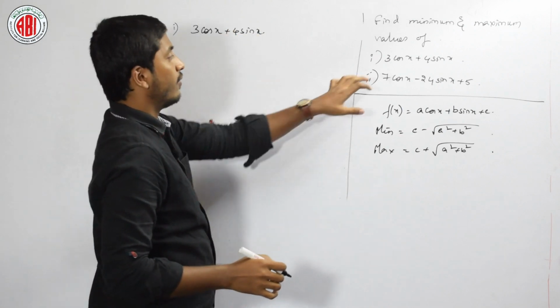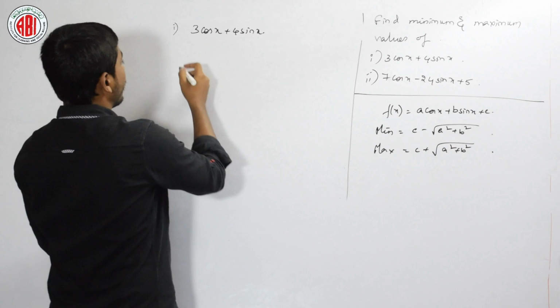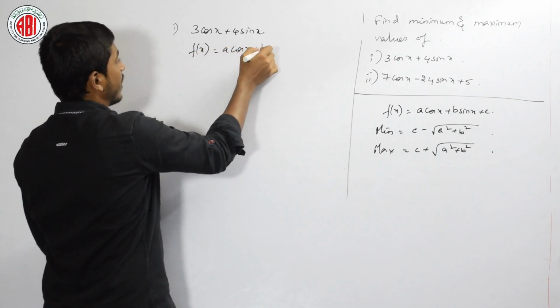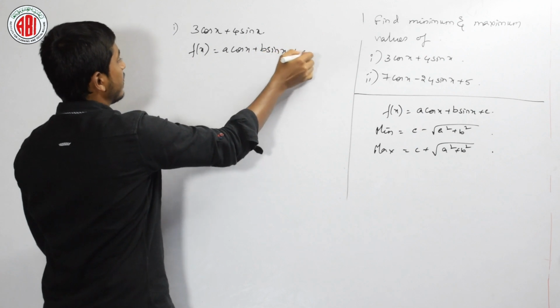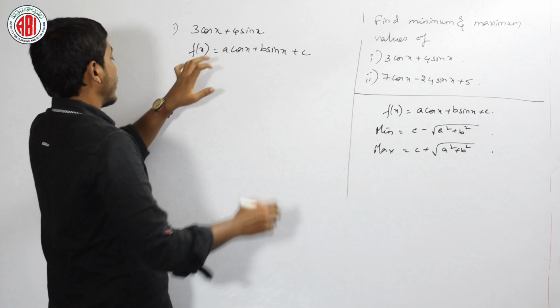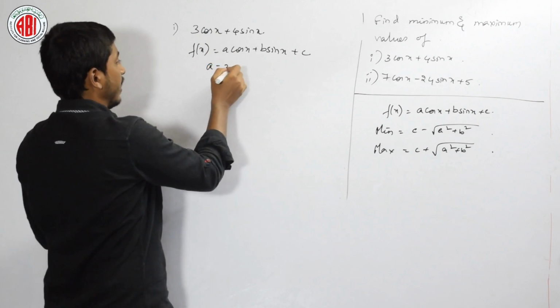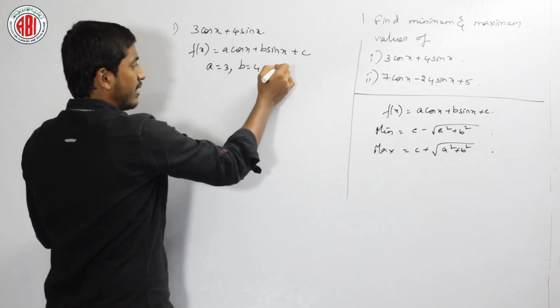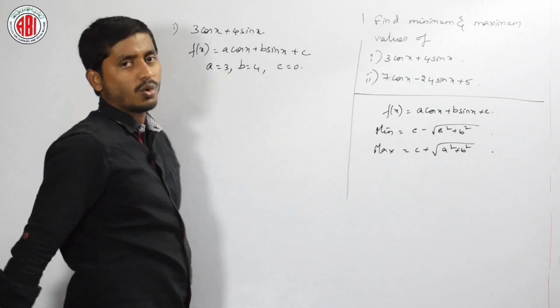Let us compare with the standard form. What is the standard form? That is a cos x plus b sin x plus c, right. What is the value of a here? A is the coefficient of cos x. What is a here? 3. What is b here? 4. Is there any constant? There is no constant. Let us equate it to 0.